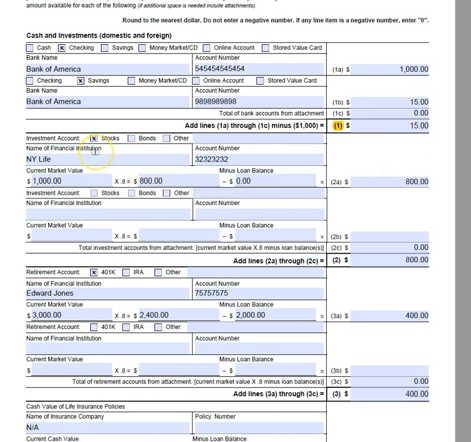Moving on down the road here, we have investment accounts. So this taxpayer has stock account with New York Life that has $1,000 in it. We're able to take the quick sale value, which is 80% of the market value, so $800. There is no loan balance here, so they have $800 in a stock account. So that's going to come down to line 2 because that's the only item they have here.